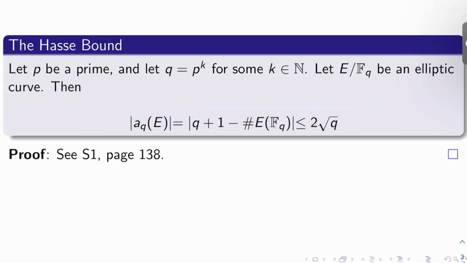Okay, so first up is the Hasse bound. Let's let P be a prime. Let's let Q equal P to the K for some natural number K. Let's let E over FQ be an elliptic curve. Then a_Q(E), in absolute value, which is the absolute value of Q plus 1 minus the number of FQ points on E, is at most 2 root Q. So what this is saying is that within a reasonable margin of error, the number of FQ points on E is Q plus 1. Okay, so you can see Silverman 1, page 138 for a proof of this.